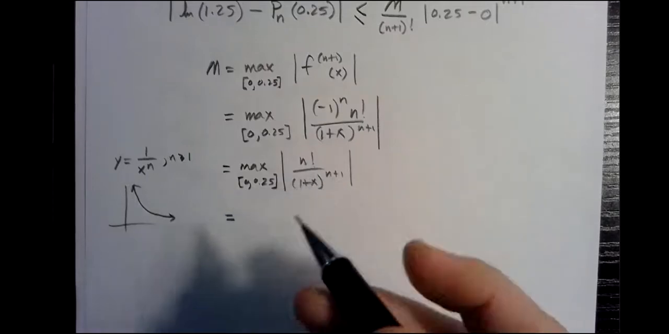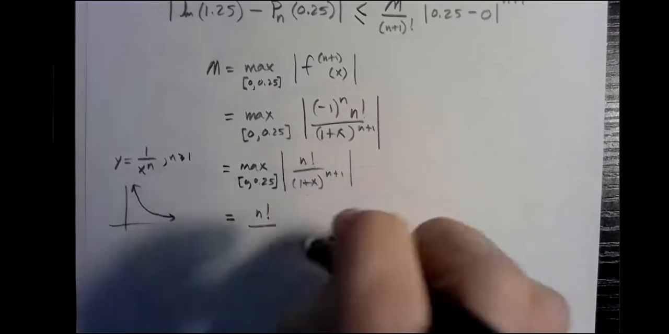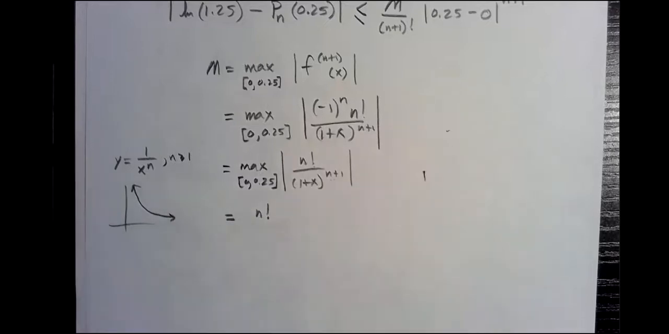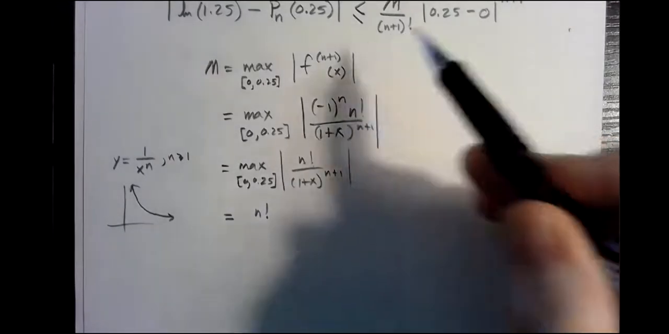So we just plug in x equals 0. 1 plus 0 is 0. So we just get n factorial when we plug in x equals 0. All right, that's what we needed in our error bound calculation.